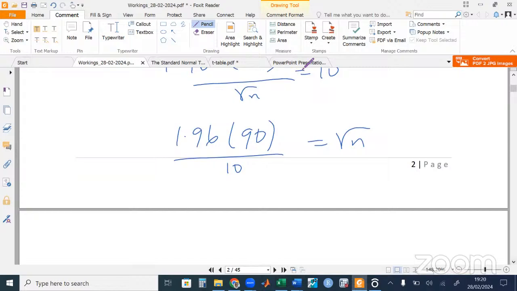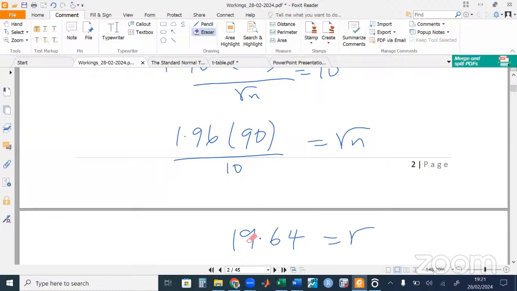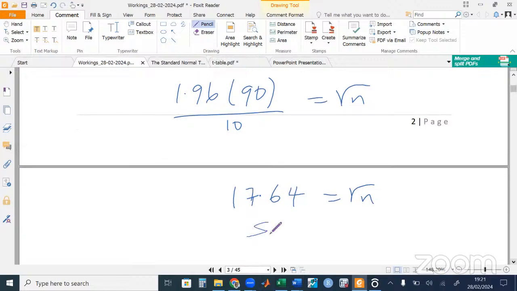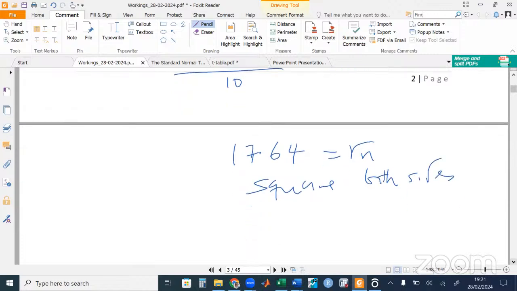Okay, I hope some people have gotten the answer. 4.24? I don't know if my calculations are right. It's just so small. Let's get it together. 1.96 times 9. Is this 19.64? 17.64. Good. That's the square root of n. From there, you square both sides. So 17.64 squared is equal to n.